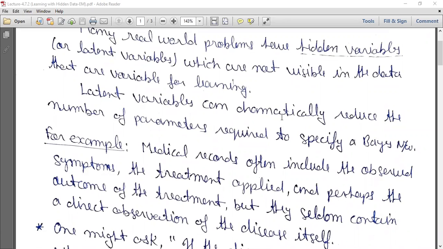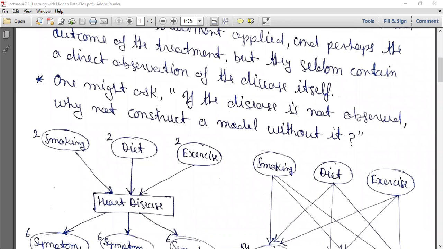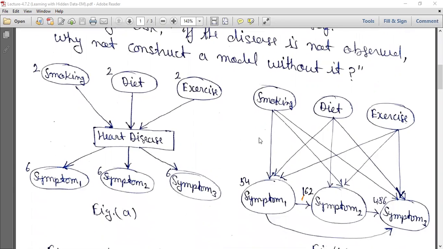For example, medical records often include the observed symptoms, the treatment applied, and perhaps the outcome of the treatment, but they seldom contain a direct observation of the disease itself. One might ask, if the disease is not observed, why not construct a model without it?